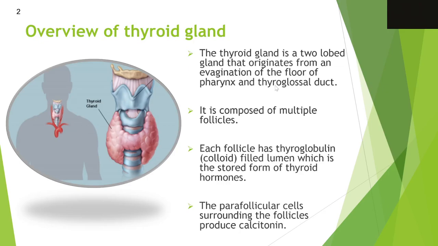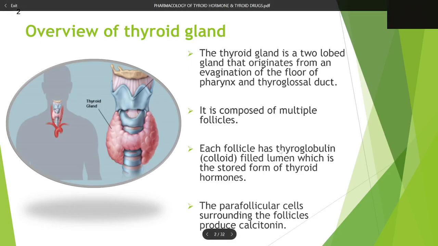originates from an invagination of the floor of the pharynx and thyroglossal duct. It is composed of multiple follicles. Each follicle has thyroglobulin, colloid filled lumen, which is the stored form of thyroid hormones. The parafollicular cells surround the follicles and produce calcitonin.